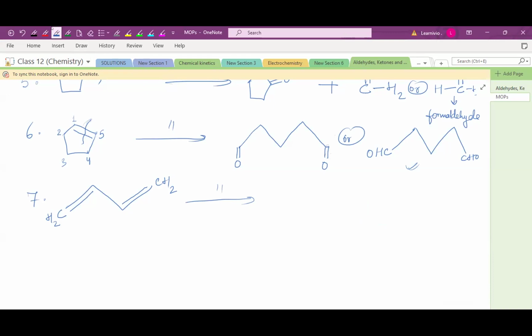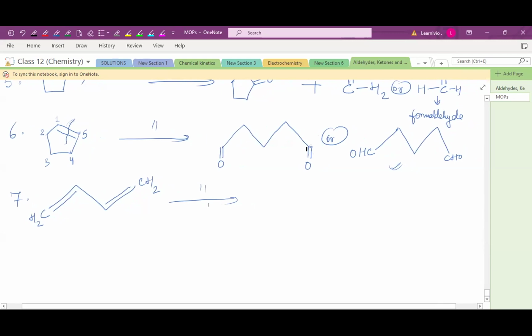Whenever you get a cyclic type of structure and you have to do the ozonolysis, just mark the numbers on the carbons. Just mark the carbons first, second, third and so on, so that it will be very easy to break the bond and it will be very clear where you have to attach oxygen. Okay, and do the seventh one. Just try it.